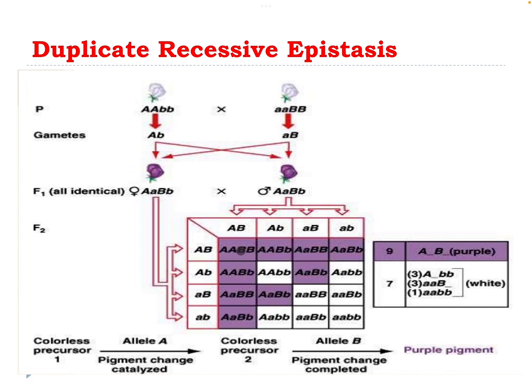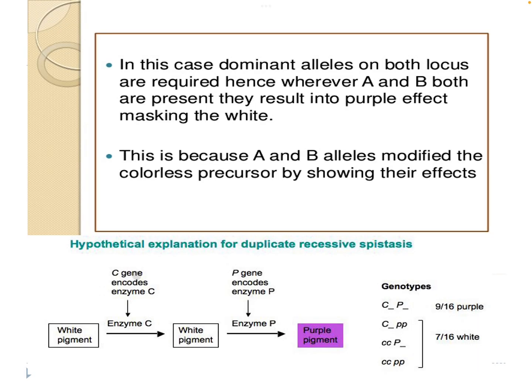So let's count: 1, 2, 3, 4, 5, 6, 7, 8, 9 purple. And then for the white or colorless, because of the presence of the recessive b or recessive a, the frequency is 1, 2, 3, 4, 5, 6, 7. So that's duplicate recessive epistasis.